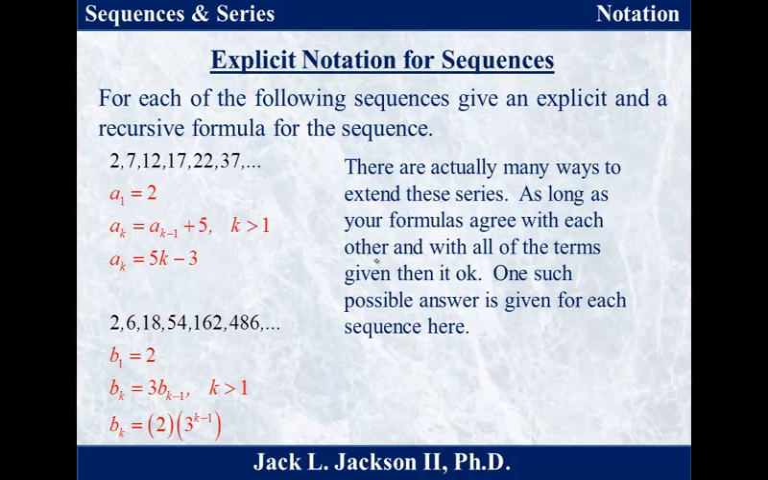And that one could be written explicitly as 2 times 3 to the k minus 1. So when k is 1, 1 minus 1 is 0, 3 to the 0 is 1, times 2 is 2. When k is 2, 2 minus 1 is 1, 3 to the first power is 3, times 2 is 6. Next, k is 3, 3 minus 1 is 2, 3 to the second power is 9, times 2 is 18, and so forth. That's not the only way you could do these, but that's one way that would work if we fix this 37 to be a 27.